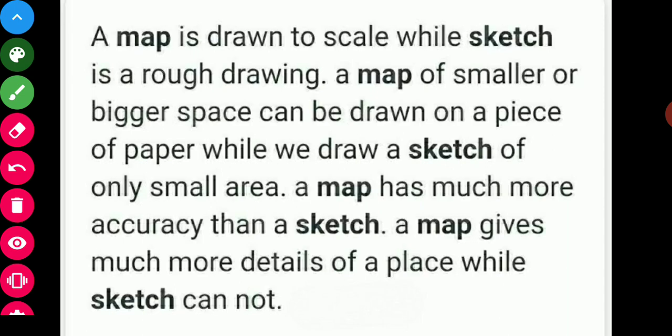Suppose you want to go to your friend's house, but you do not know where he or she lives. Then he or she may tell you how you could reach his or her house by making a rough drawing or a sketch of that area. The directions and distances are shown in sketches, but no scale is used in sketches. So we can say that a map gives us much more accuracy than a sketch.